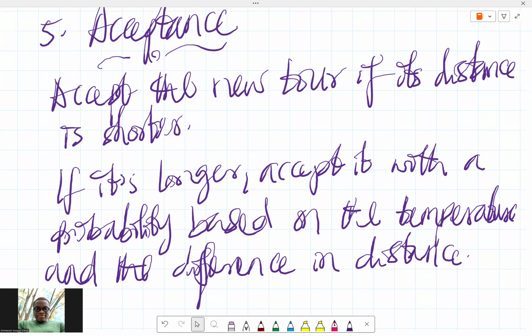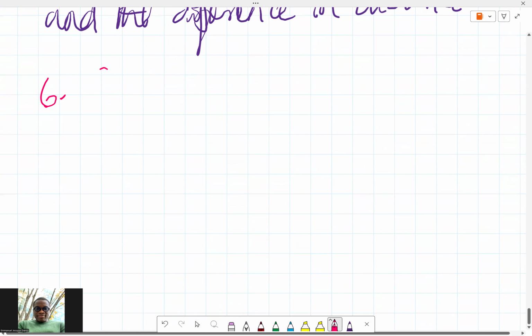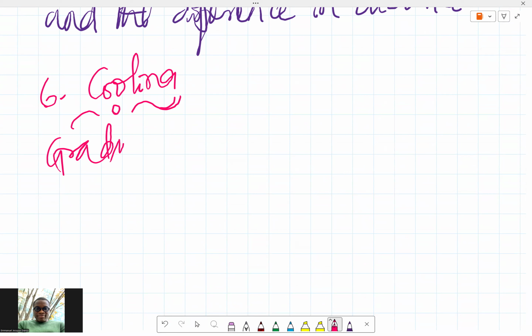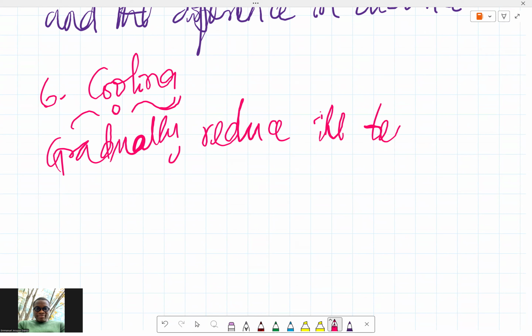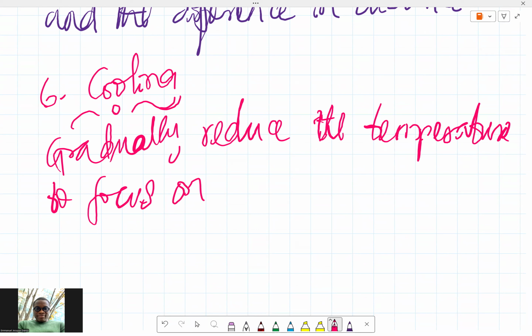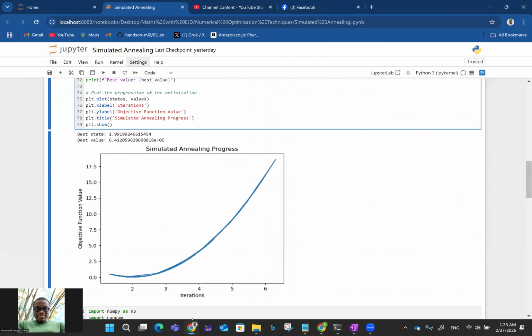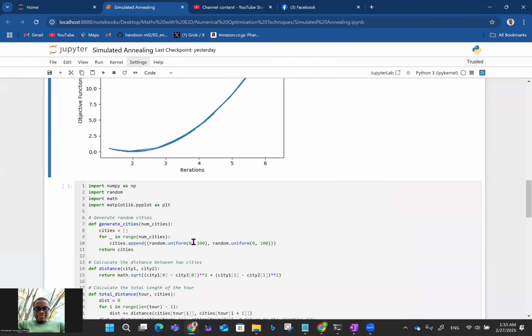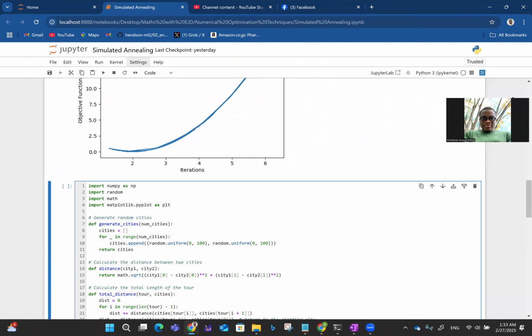Then finally, we talk about cooling. Point 6, we have cooling, simulated annealing. So gradually reduce the temperature to focus on refinement. Okay. All right. Since we have not been dealing with specific values here, let's see what the Python code looks like for simulated annealing for the traveling salesman problem.